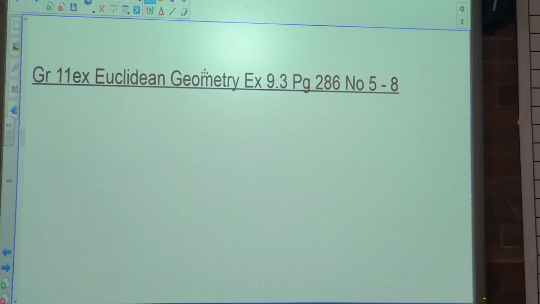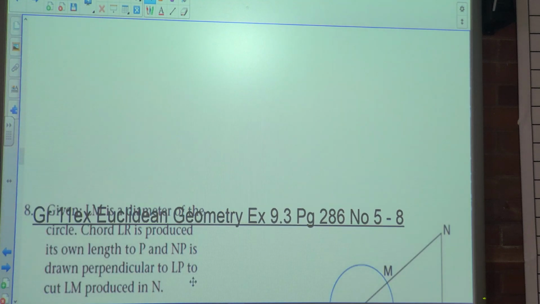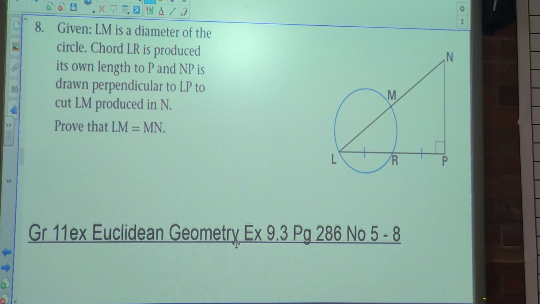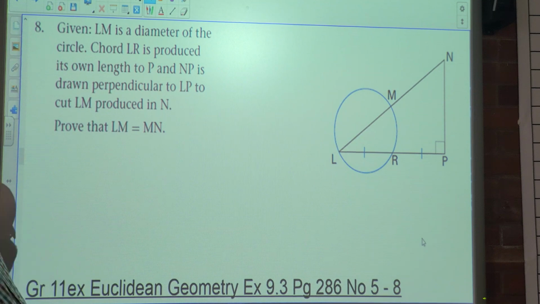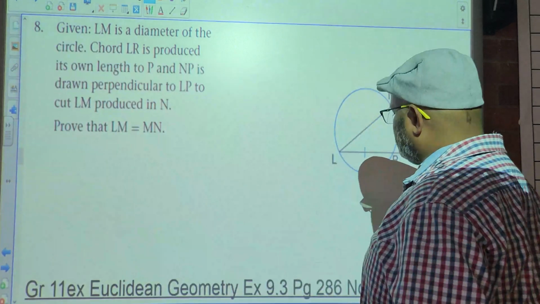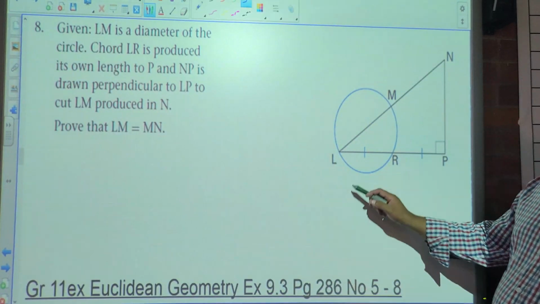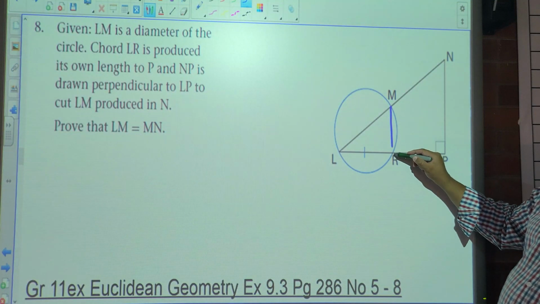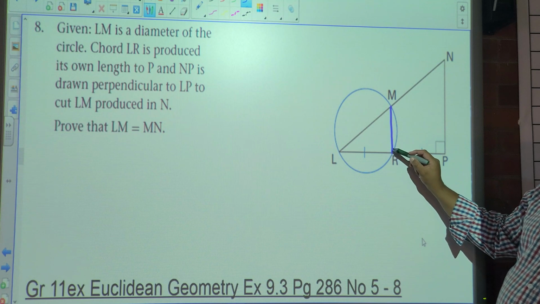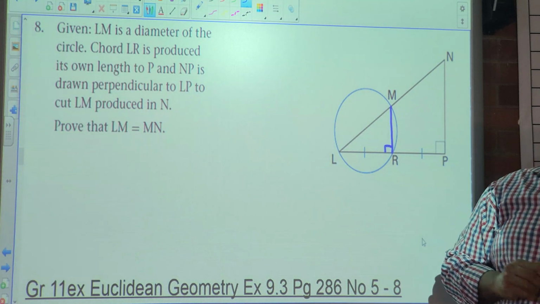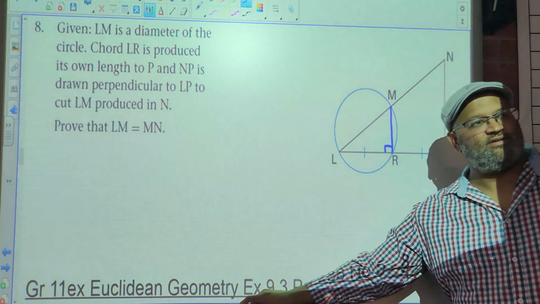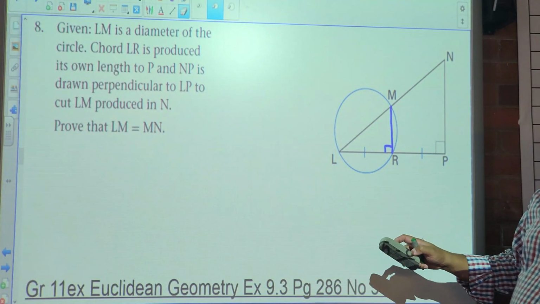Alright, so let's look at number 8. That's the last one. The question says, given LM is the diameter of the circle. If this is the diameter, then this angle will be what? 90. Why? Angle in semicircle. But that line wasn't given there. Is it given in the book?